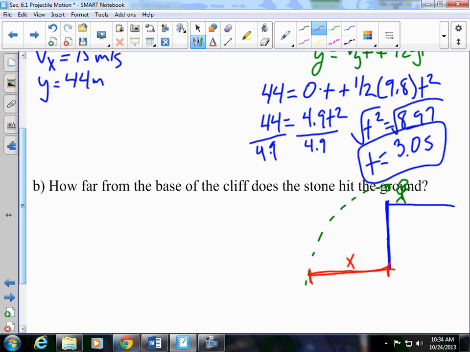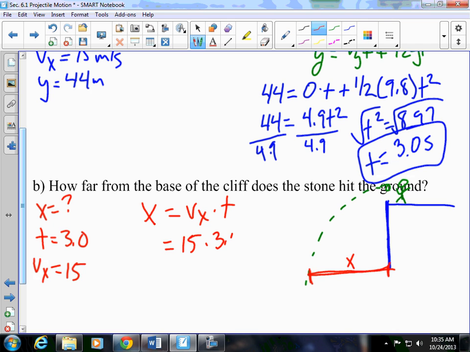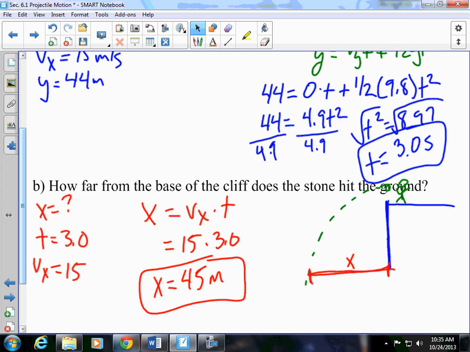So now we're going to have to solve for x. Well, we know t from the previous example was 3.0, and then the initial problem, Vx was 15. So x is equal to Vx times t. That's equal to 15 times 3.0. 15 times 3.0, x equals 45 meters. So the rock fell 45 meters from the base of the cliff, what we just solved for.